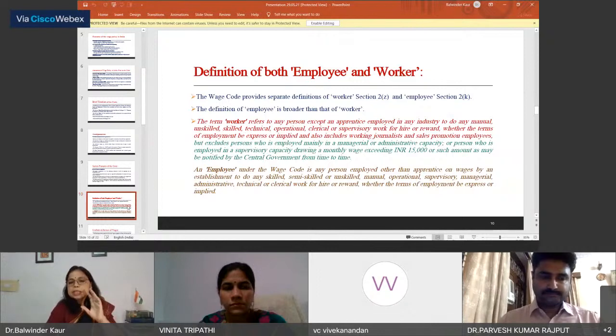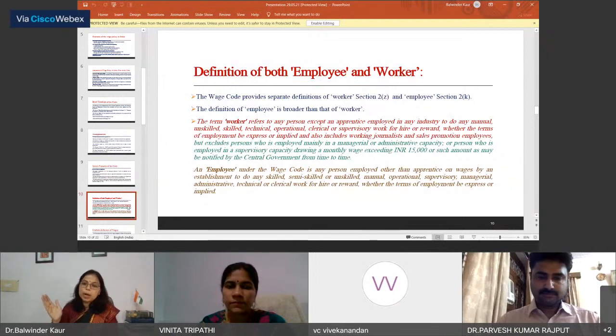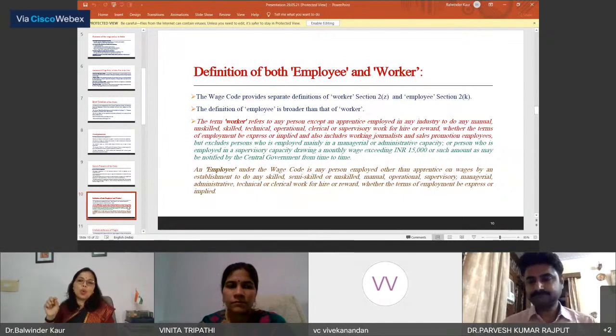That is what I started with when I introduced the Code on Wages. There are certain gray areas which the government has to clarify, because under the Industrial Relations Code, they said the apprentice would be considered as a worker. But under the Code on Wages, under the definition of worker and employee, they have excluded the apprentice from the definition of employee and worker. So he won't be considered as a worker or employee under the Code on Wages 2019. But under the Industrial Relations Code 2020, the apprentice would be considered as a worker.